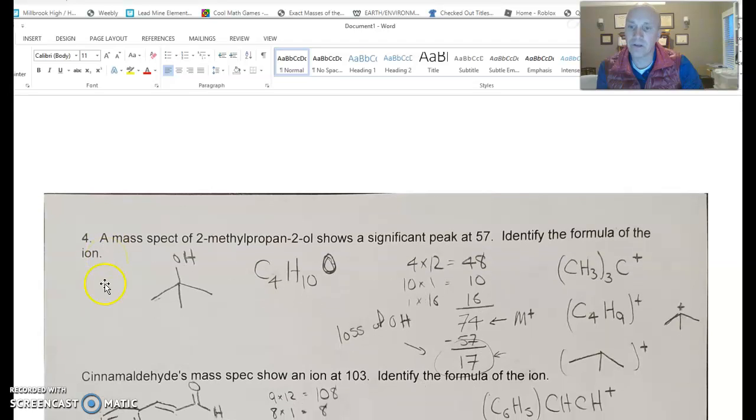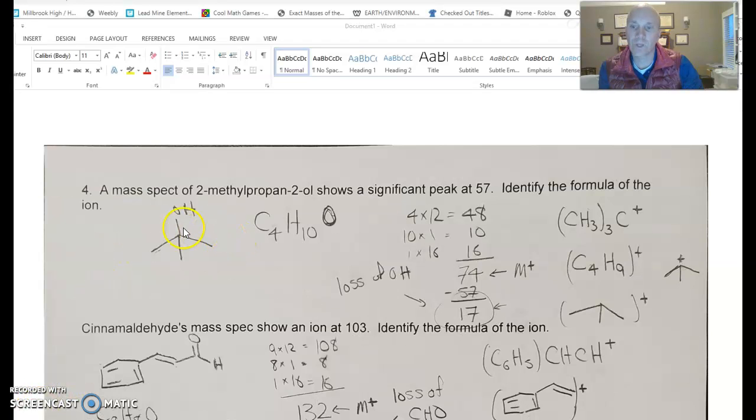All right, on the next one, this is a mass spec problem. We have this compound right here, and it's got a significant peak at 57, which would be the mass. What you always want to do with a mass spec problem is to go ahead and calculate what the mass of your molecule is. If we figure out the formula here, we can figure out the mass would be 74.